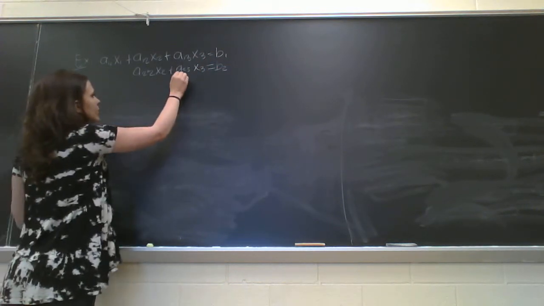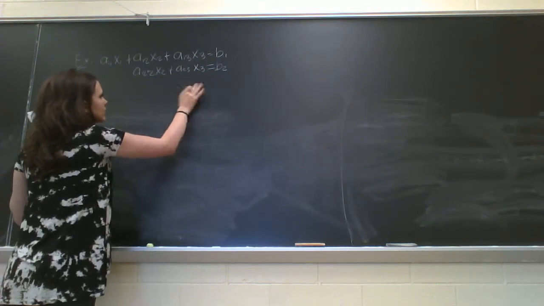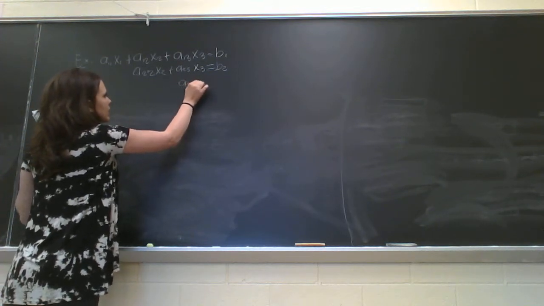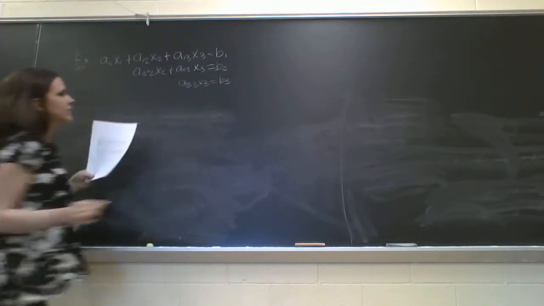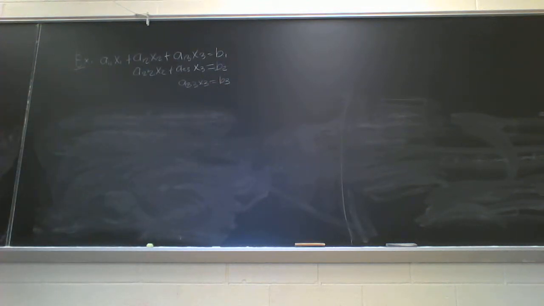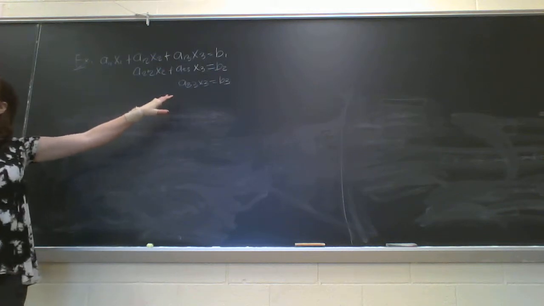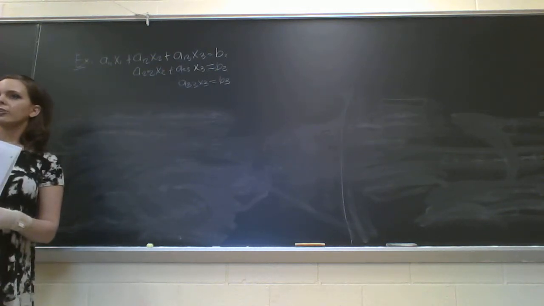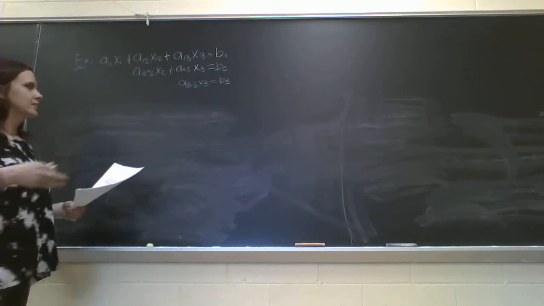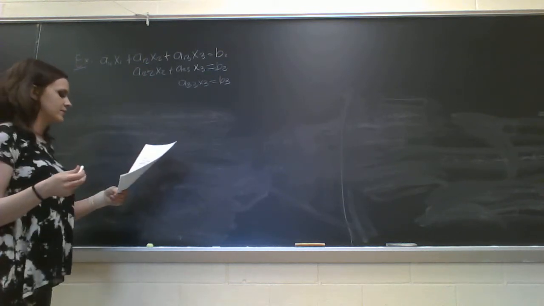And then here we only have one element, a33 x3 is equal to b3. So this is the type of system that we're interested in looking at. How do we solve this? And then we're going to come up with an algorithm for solving these types of systems.